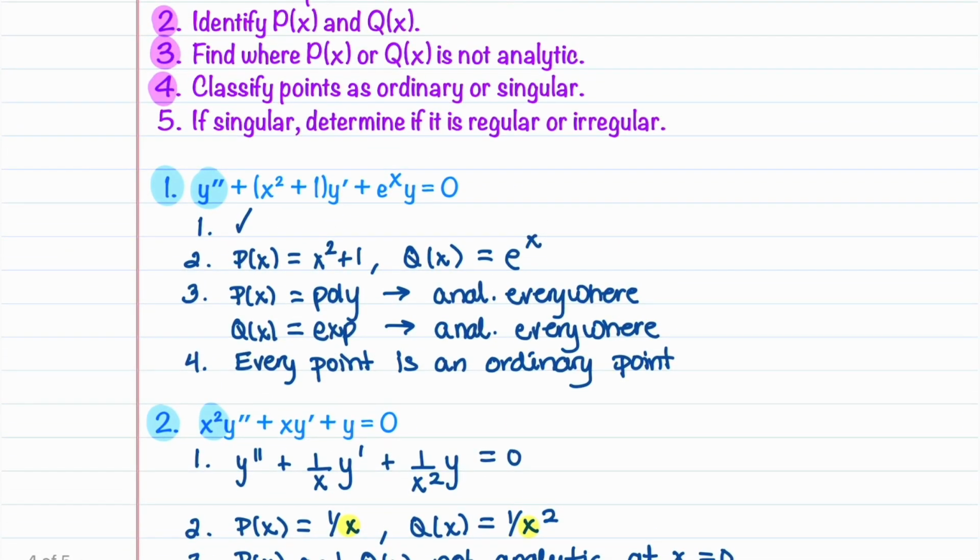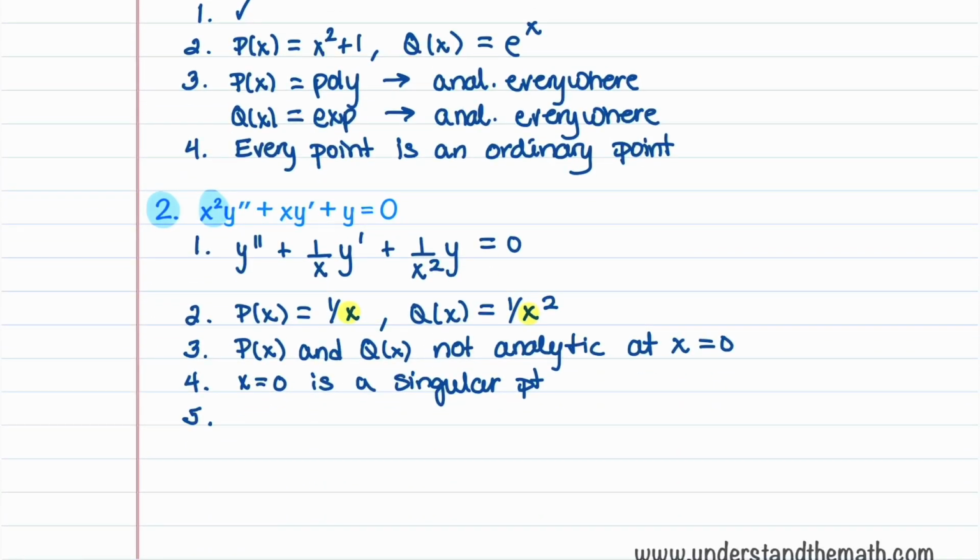Now let's look back up at step 5 because we're going to have to do step 5 for this example. For example 1, we didn't have to do it. Step 5 tells us that if a point is singular, we have to determine if it is regular or irregular. To find if a point is regular or irregular, what we have to do is multiply by x minus that point. So in this example, we have x minus 0, and we need to multiply that by p of x. This gives us x times p of x, which is 1 over x, is equal to 1.